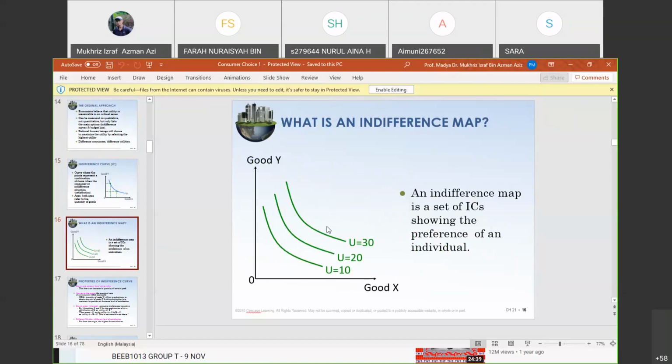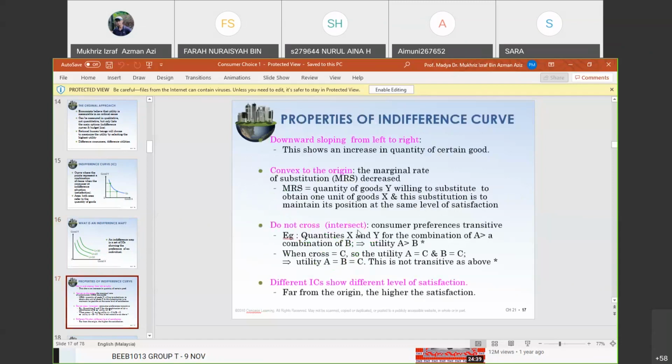So how can you move to a higher indifference curve? If you want to increase from U10 to U30, one of the ways is an increase in income. When your income increases, you can consume more of X and more of Y, or the price of good X and good Y declines or becomes cheaper. That way you can buy more of Y and X. So that is what is important for you to understand in chapter 5.